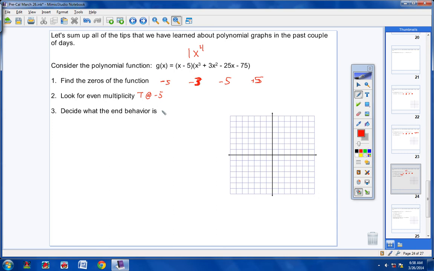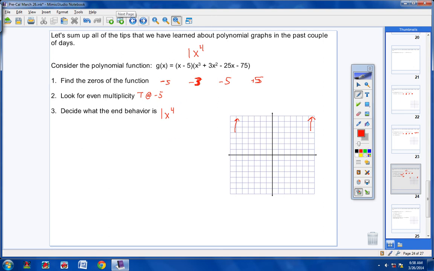I know that I have an even degree. A lead coefficient is positive. So I know the graph is going to go up and up. So I'm just going through all these things that I've learned, and on a test or a quiz I could ask you any of these questions and you should be able to do this. Alright, let's continue on.